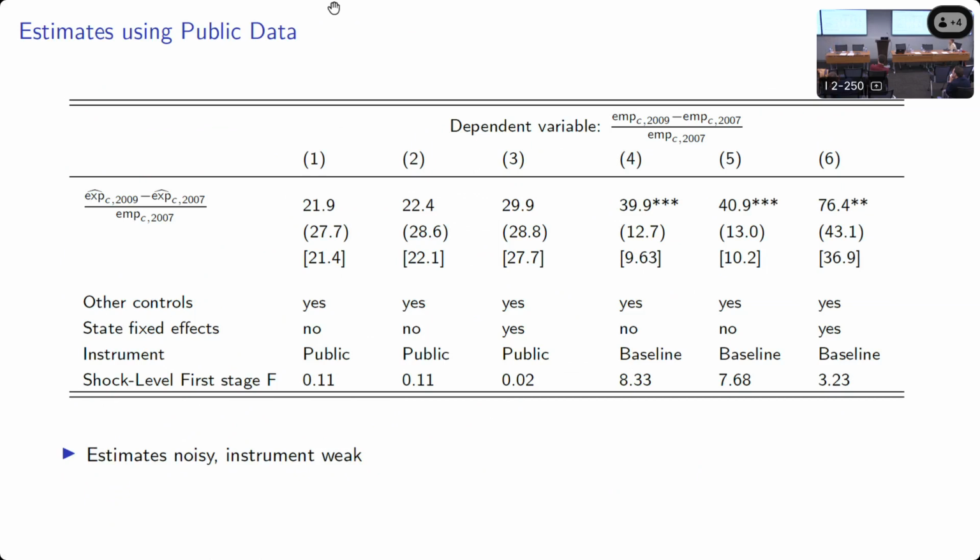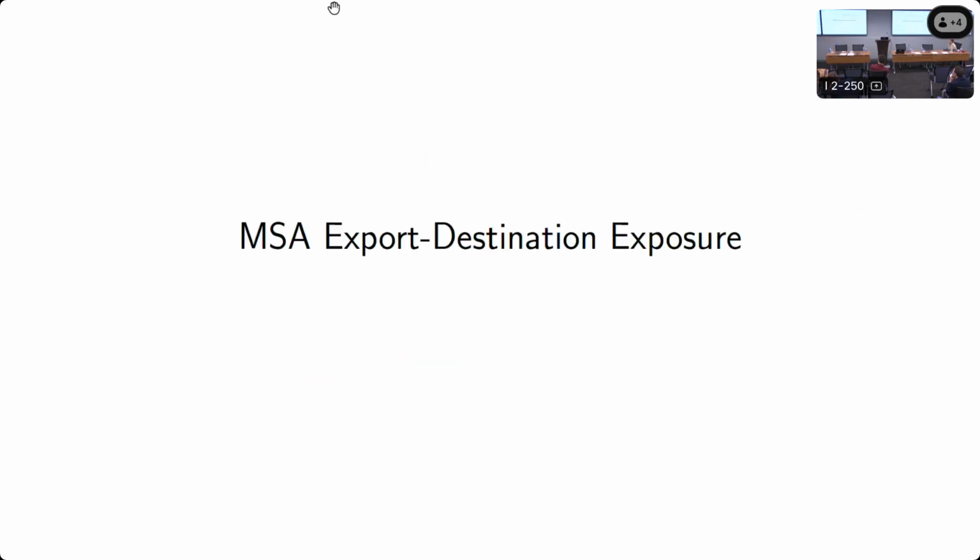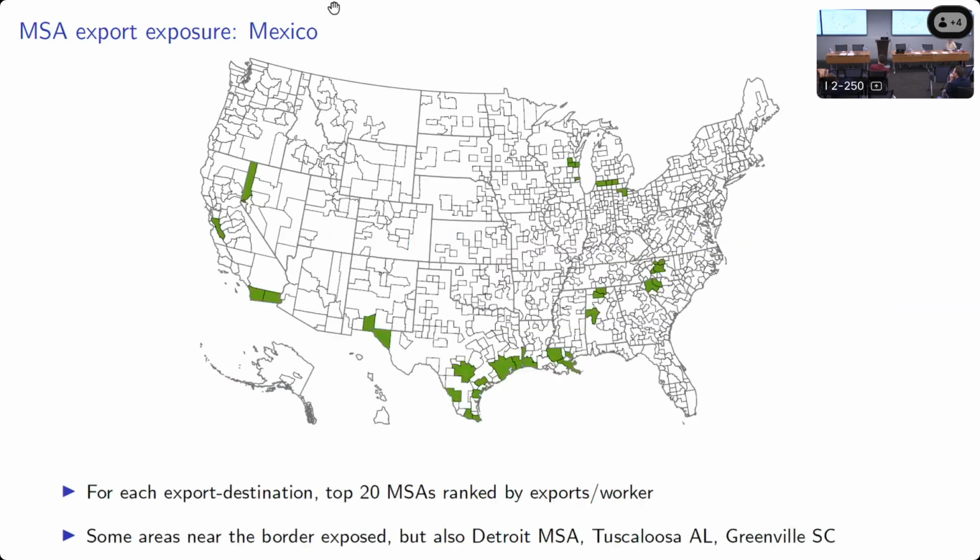Okay, so let me finally show you my MSA. I asked for questions, so I got the questions. So I appreciate that. Let me now show you my MSA export destination exposure. This is 2021 data, so we're very excited about this. This is really very recent exporting patterns. Here are MSAs in the US that are most exposed to Mexico because their exports per worker to Mexico are the highest.